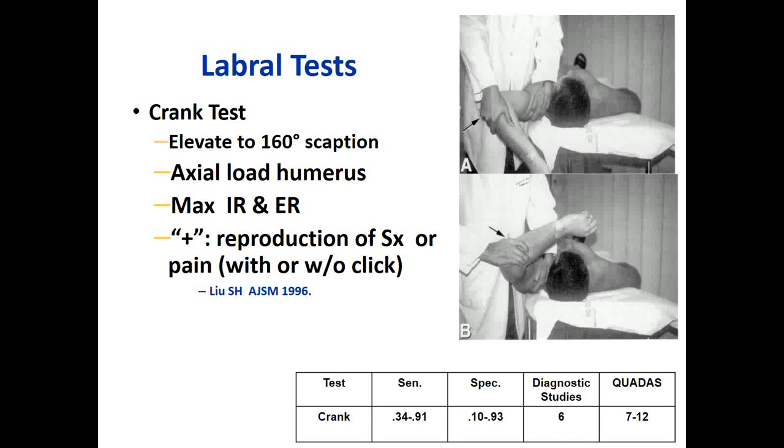The crank test is the other test that was used in this study by Walsworth. Basically, the arm is elevated to about 160 degrees. You put an axial load, and then you maximally internally and externally rotate it. Again, you're trying to have a reproduction of symptoms. There may or may not be a click, so you don't have to have a click for that test, but you're looking for the reproduction of symptoms. Again, this has had a wide variety of sensitivity and specificity. So by itself, it's not as helpful, but in combination with these other tests, it's helpful.